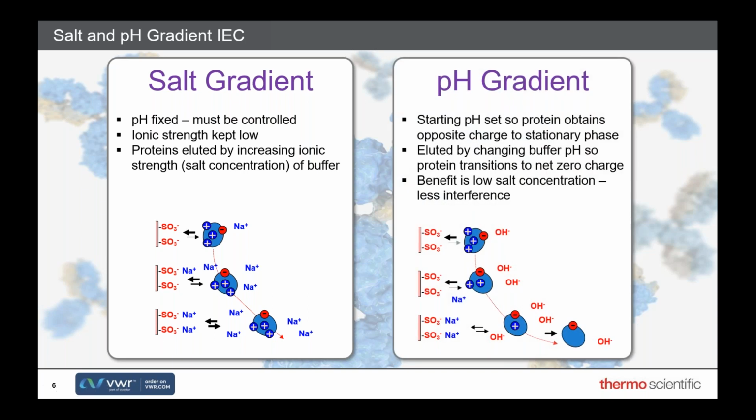So contrast that with pH gradient-based IEC, where the pH of the starting buffer is kept such that the protein obtains the opposite charge of the stationary phase, and so binds to the stationary phase. The proteins are then eluted by changing the buffer pH, so the protein transitions to a net 0 charge, ultimately the same charge as the resin, and is eluted from the column. One of the benefits of pH gradient-based IEC is that the salt concentration can be kept low, yielding less buffer interferences.